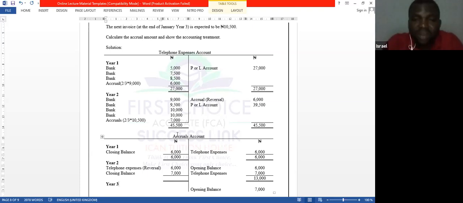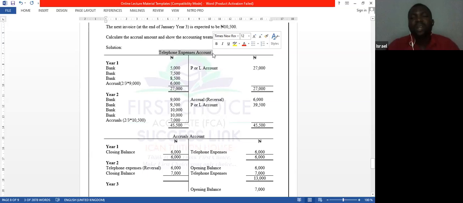This accrual is a liability account. It's found on the statement of financial position. Why this telephone expense account is found on the statement of profit or loss. So that's a narration on the accrual basis.